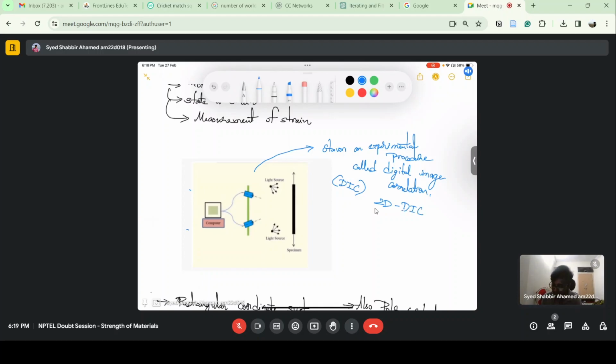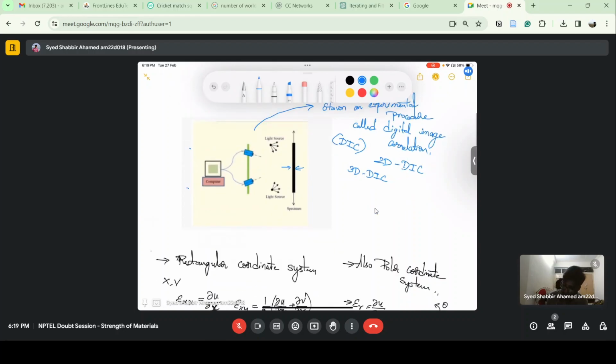But here, since we have two cameras, that is called 3D DIC, because this also gives us what is happening in the lateral direction, how the material or the specimen is deformed. So when we have two cameras present, then it is called a 3D DIC.